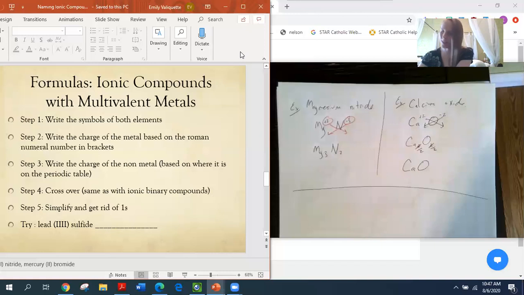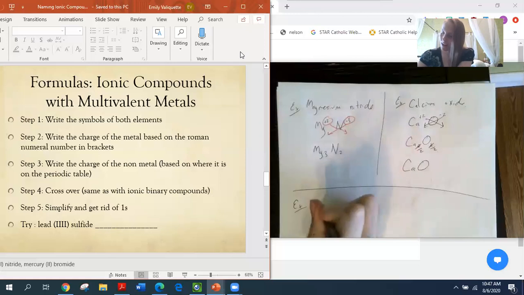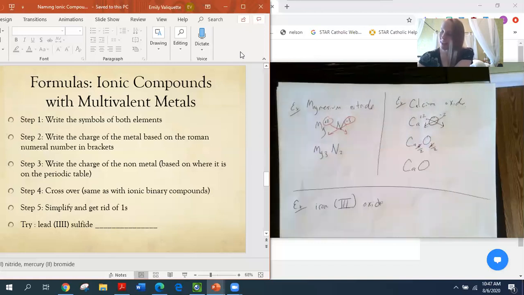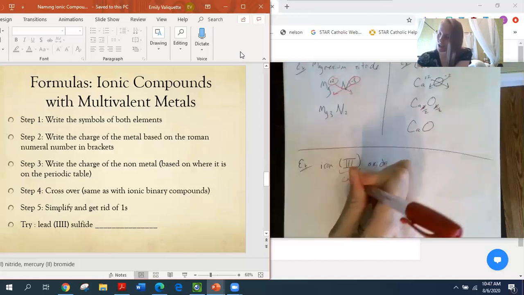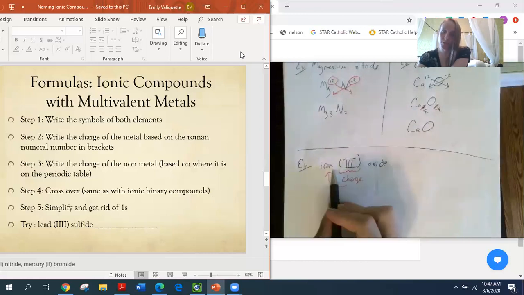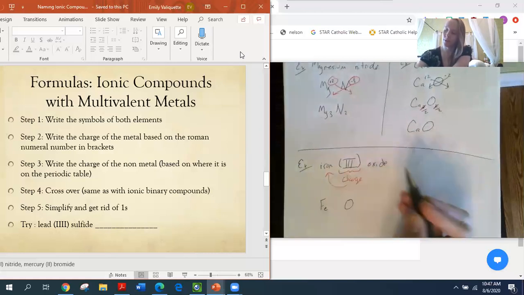So let's look at an example of this. So for example, I might have iron(III) oxide. And in this case, this III, this Roman numeral, is the charge of the metal. It's always the charge of the metal. So we're going to start by writing our symbols for iron and oxide, or oxygen. So iron is Fe, that is one that you have to have memorized. Oxygen is O. Then we're going to write the charges.